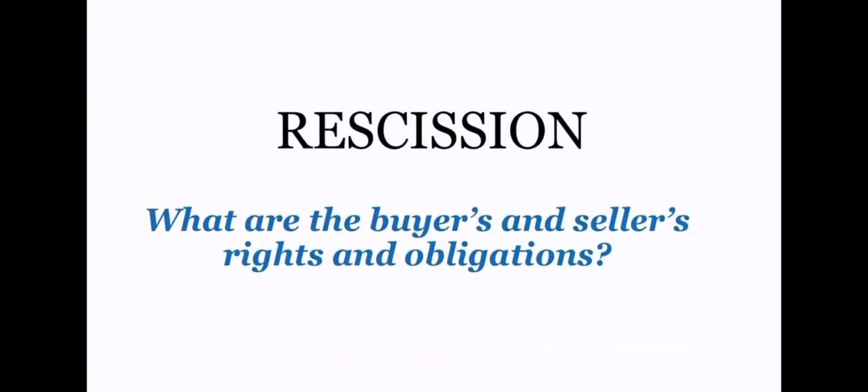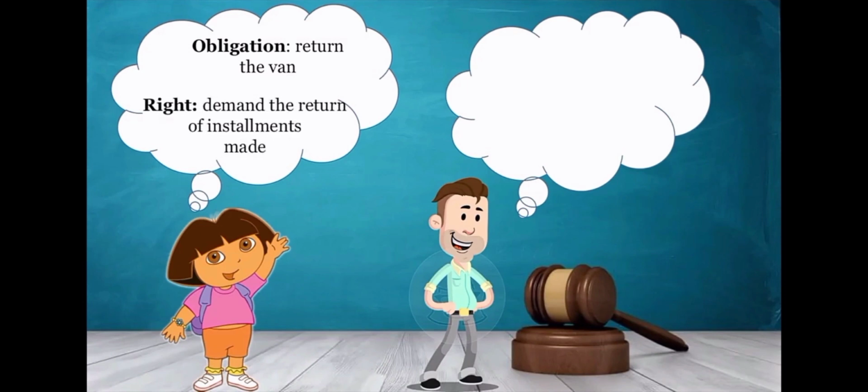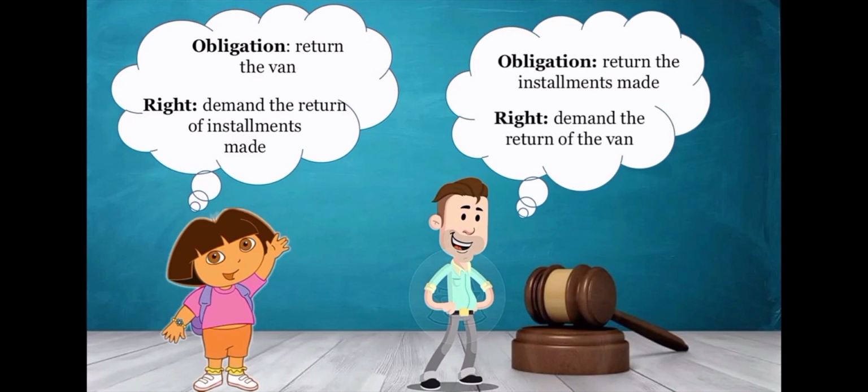Mr. Diego chose the remedy of rescission. What are the buyer's and seller's rights and obligations in rescission? If Mr. Diego chooses to cancel the sale, Dora is obliged to return the van and can demand the return of the installments already made, unless there is a stipulation about forfeiture. On the other hand, Mr. Diego is obliged to return the payments Dora already made and is entitled to the return of the van.